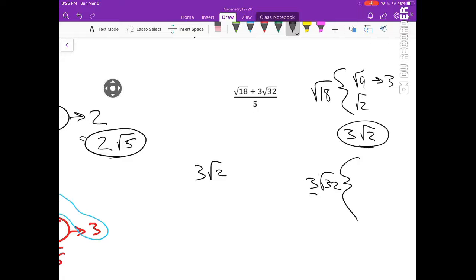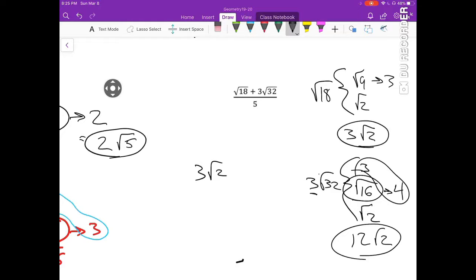So we said the 3 gets written down anyway. 32, okay. I have the answer key, so it's a little easier. You might have to use your calculator to figure out these numbers. So I got square root of 16 and square root of 2. Square root of 16 is 4, okay. So 3 times 4, right, is 12. I have 12 radical 2 here, and that's going to go in for 3 radical 32. So we have this over 5.